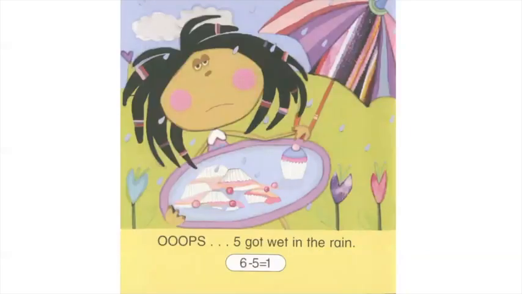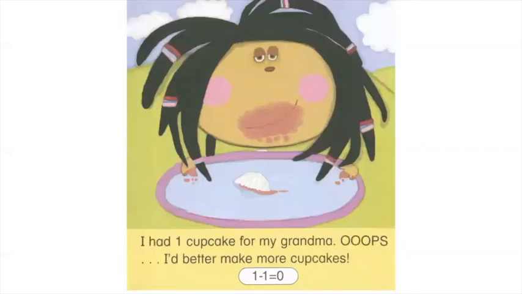Oops! 5 got wet in the rain. 6 cupcakes minus 5 cupcakes equals 1 cupcake. 6 minus 5 equals 1. I had 1 cupcake for my grandma.